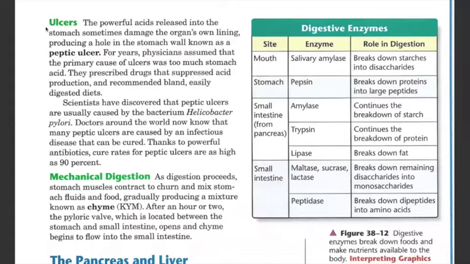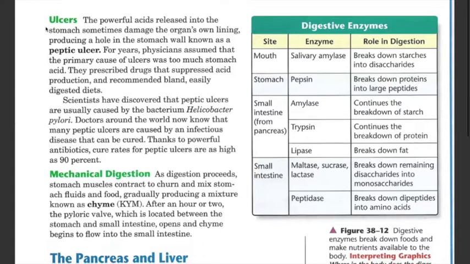Ulcers. The powerful acids released into the stomach sometimes damage the organ's own lining, producing a hole in the stomach wall known as a peptic ulcer. In your notes, I also refer to it as a gastric ulcer. It's the same thing. For years, physicians assumed that the primary cause of ulcers was too much stomach acid. They prescribed drugs that suppressed the acid production and recommended bland, easy-to-digest diets.